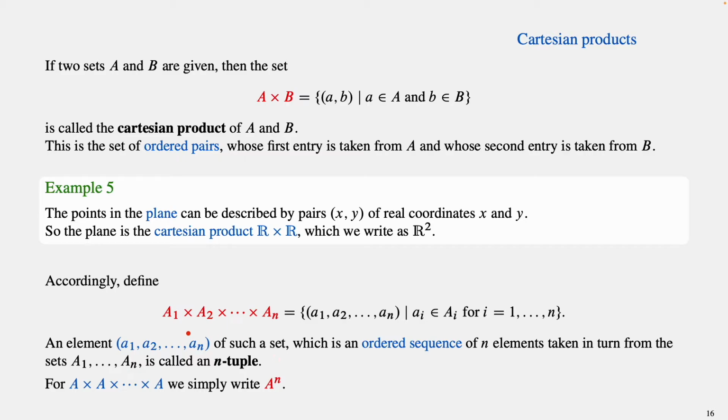If we are in the situation that all of these sets are the same, so A1 is equal to A2, equal to A3, and so on, and equal to An, then we can simply write A to the power of n for this Cartesian product. That's similar to what we did here for the real coordinate plane, where we write R² instead of R times R.